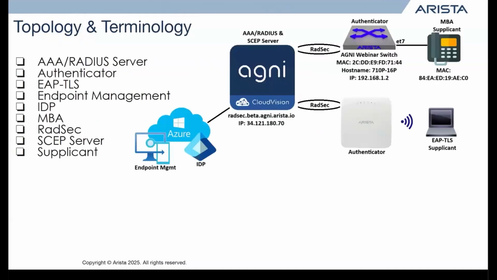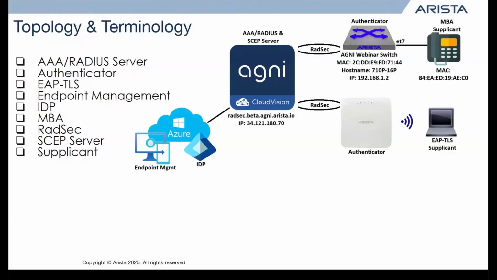Let's start by reviewing the following topology. Here we've got a basic campus setup comprised of both wired and wireless clients connected to the network either via an Arista switch or access point with additional services provided by various cloud resources.